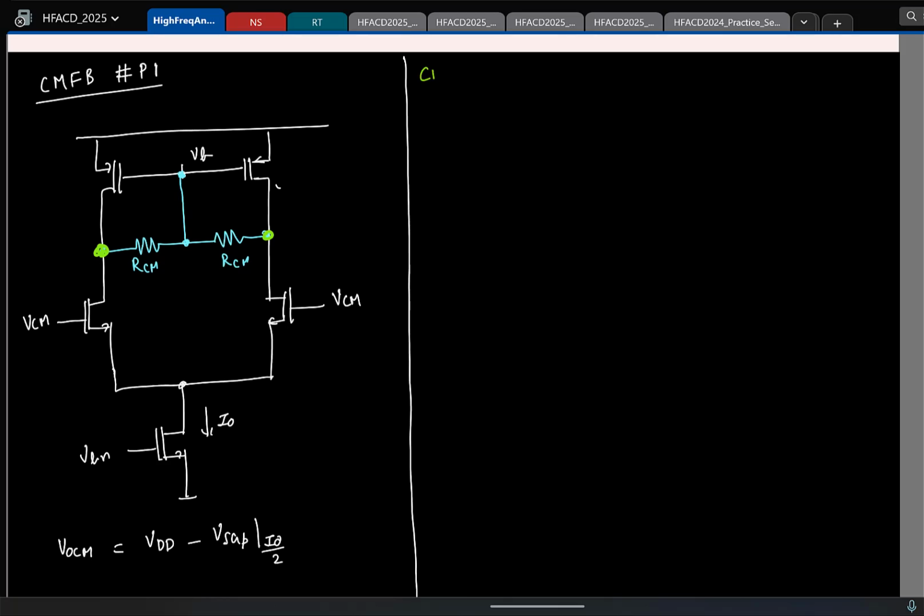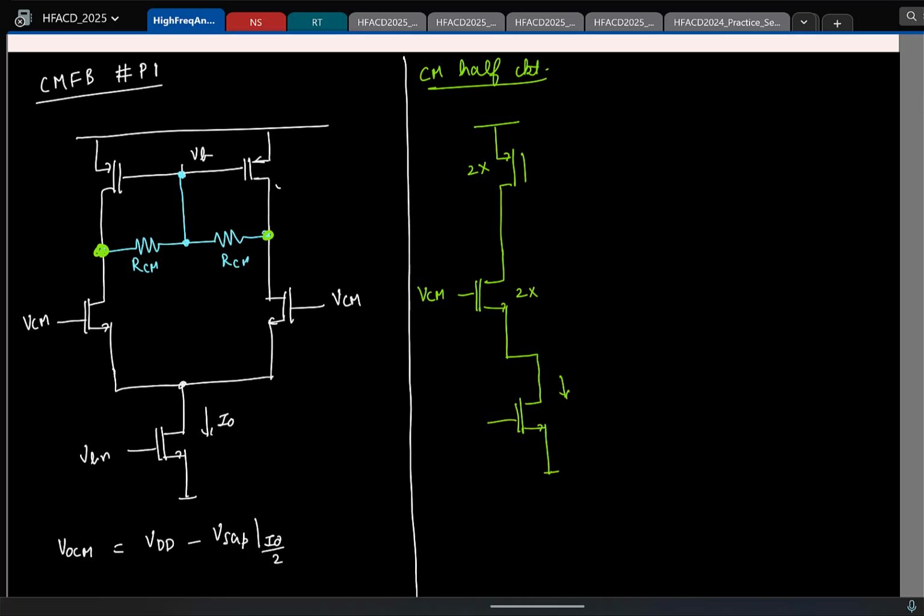So let me draw the common mode half circuit now. First let me draw the main NMOS and PMOS. So this is the PMOS. We have 2x of them put in parallel. I have the NMOS also, 2x of the NMOS put in parallel, and then I have the tail current source biased with current I0.